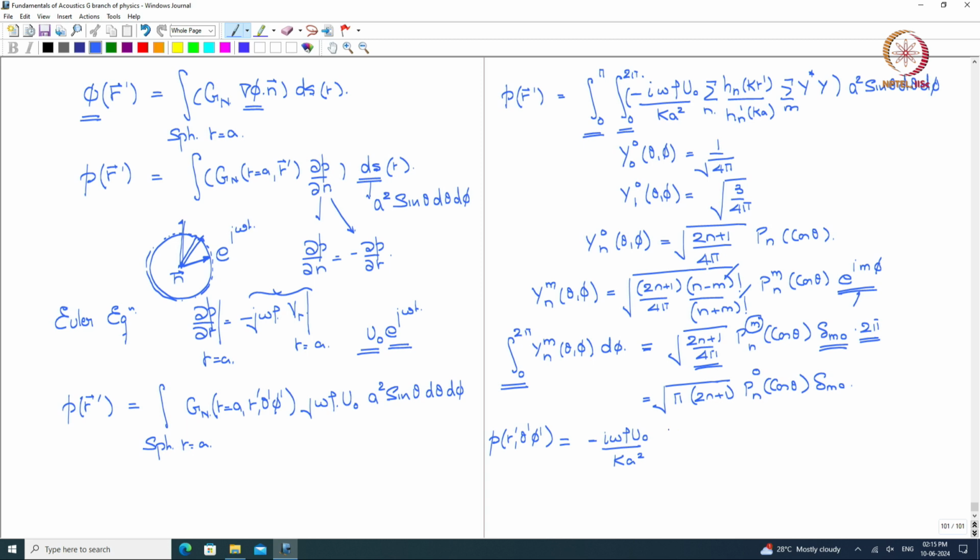Okay. So, if I look at it, I have summation over n Hankel n k r dash by Hankel n dash k a, and then now if I bring this in here, I had a summation over m, okay, then Y m conjugate n theta dash phi dash, but the Y m and integral of phi gave me root over pi 2n plus 1 P0 n of cos theta delta m0.